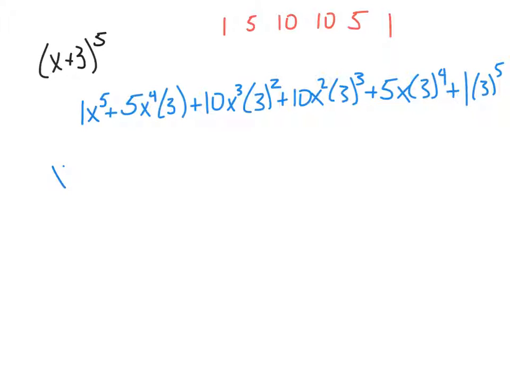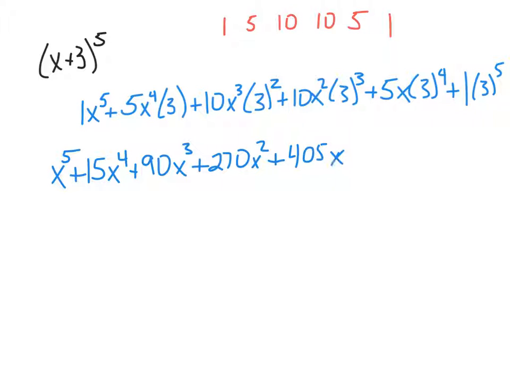Right, we'd have x to the fifth plus 15x to the fourth. 3 squared is 9. 9 times 10 is 90 x cubed. Plus 3 to the third power is 27 times 10 is 270 x squared. So 3 to the fourth is 81. 81 times 5 is 405 x.